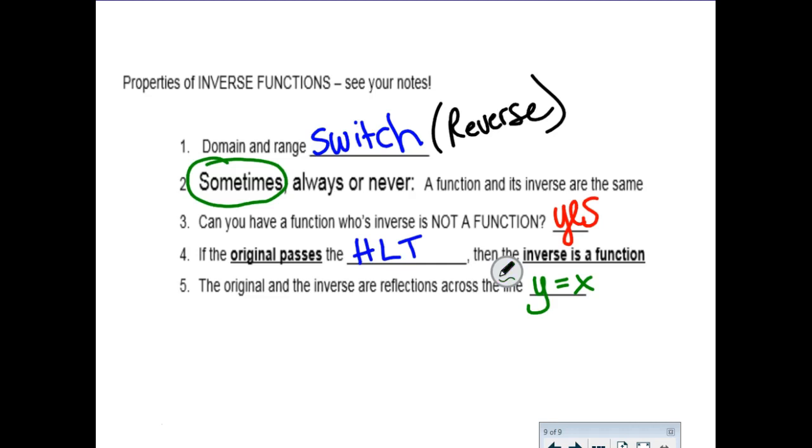I might want to note on your review here, since the domain and range switch, and the reason for that is because x and y switch. Okay, so these are all the same kind of facts. X and y switch, so the domain and range switch.